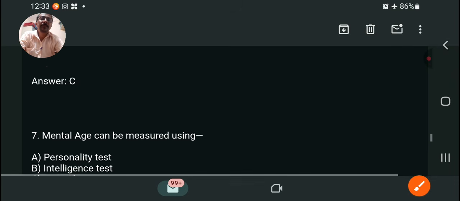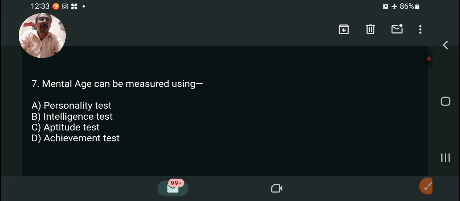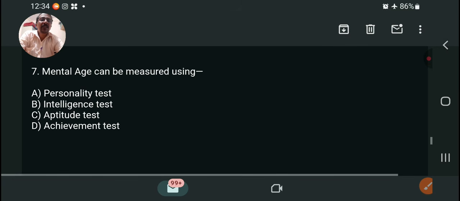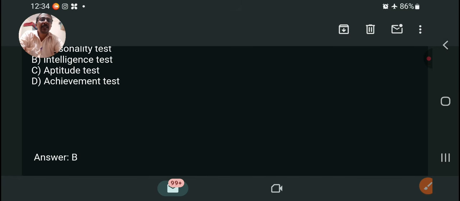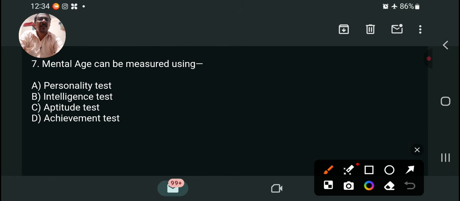Next, mental age can be measured using personality test, intelligence test, aptitude test, or achievement test. So seventh question, which is the right answer? Mental age can be measured using, check the right answer, B, intelligence test.